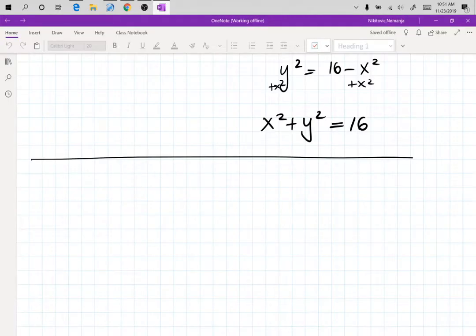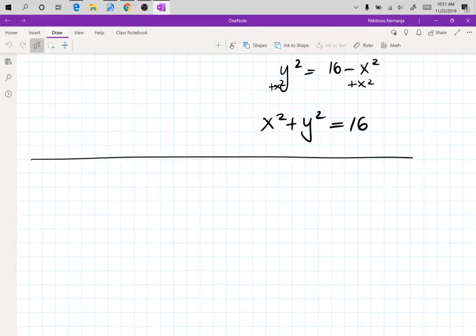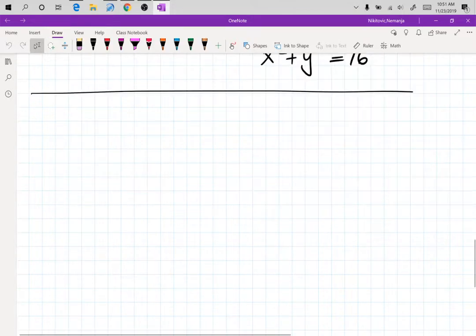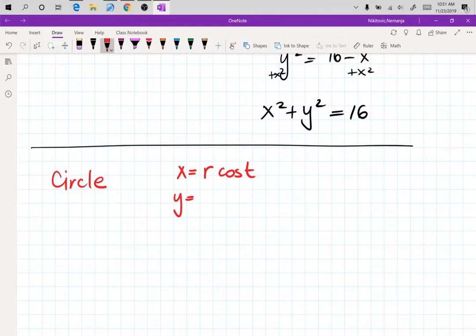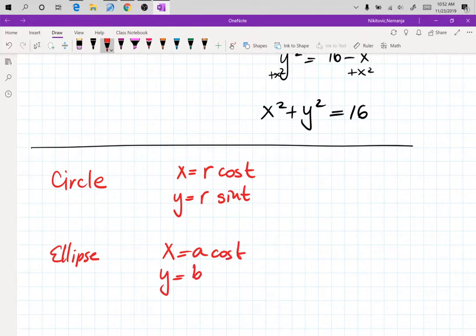Anyway, so now what I want to do is talk more about parametric equations. So actually, let's first write circle is given by x equals r cosine t, y equals r sine t. Ellipse is given by x equals a cosine t, y equals b sine t.